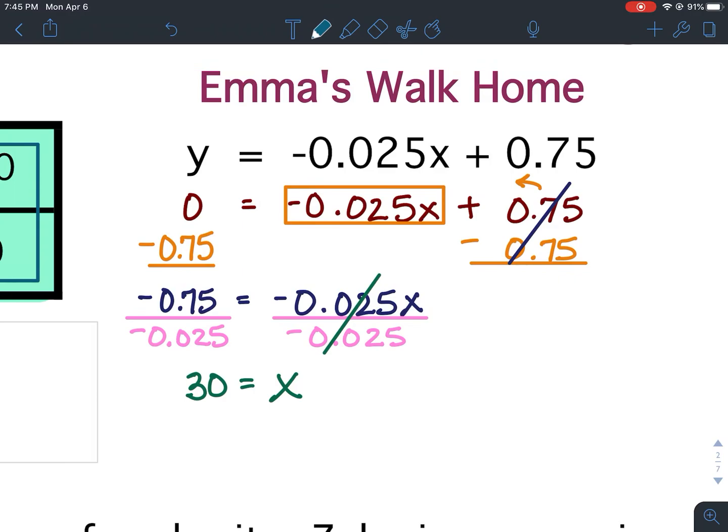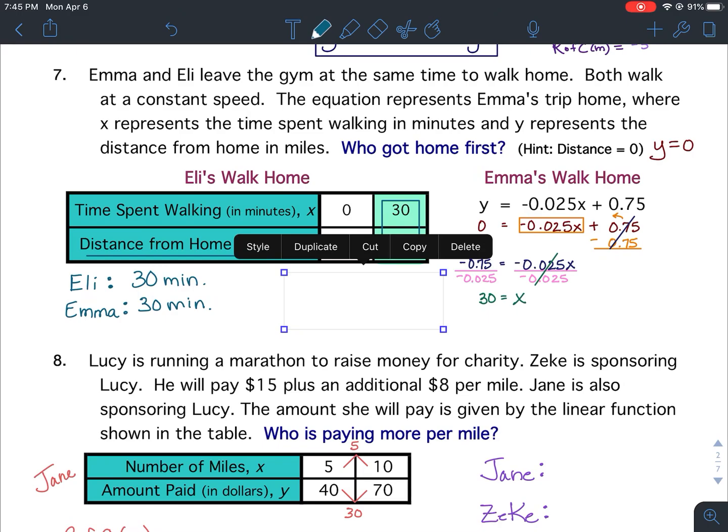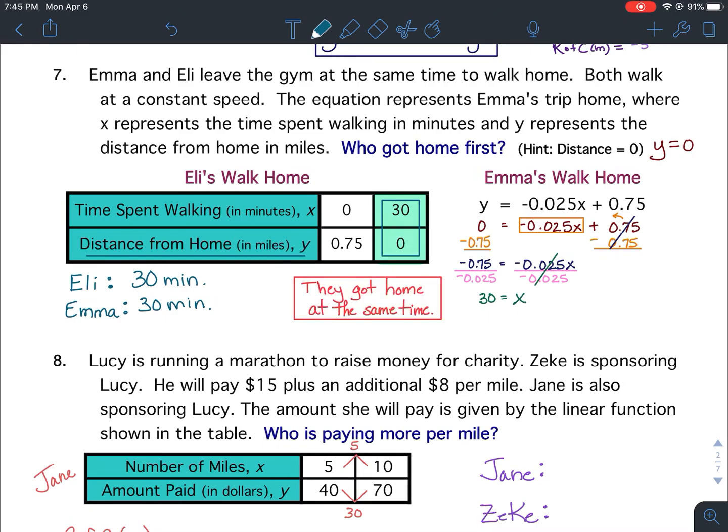Go ahead and pause your video and get that written down. Okay, so for Emma, it took her 30 minutes to get home. Well, in this case, who got home first? They got home at the same time, because it took them both 30 minutes to get home.